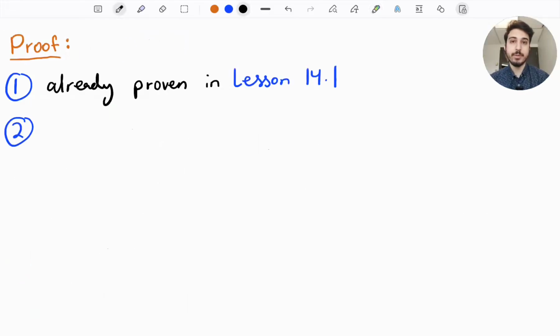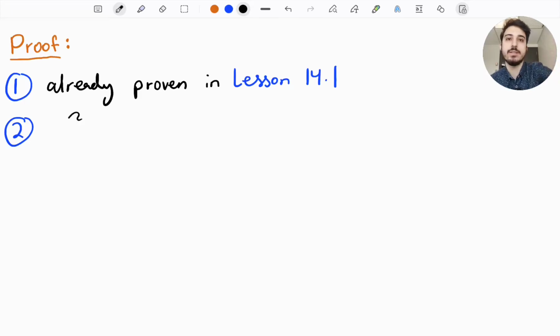The first part of the proof has already been done in lesson 14.1, where we said that the kernels of homomorphisms are all normal subgroups, and normal subgroups are all kernels of some homomorphisms. The second part of the proof, we would like to find an isomorphism, therefore saying that the quotient group G by kernel of phi is isomorphic to the image of phi. And this isomorphism is going to be given very naturally.